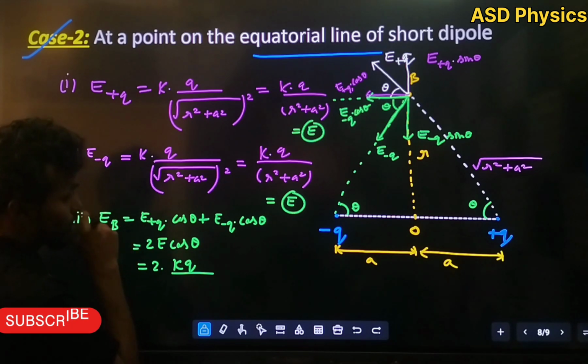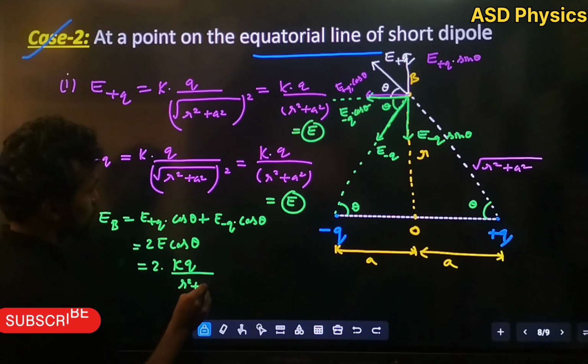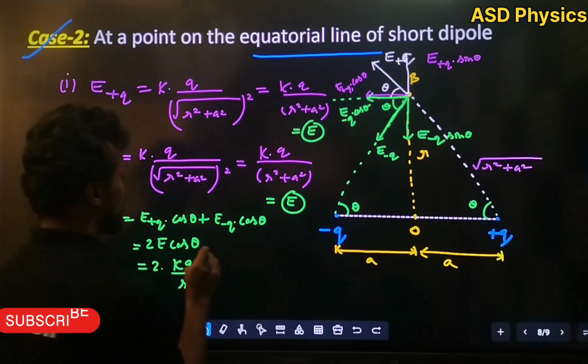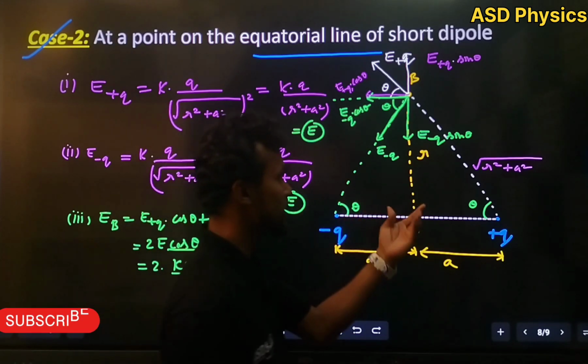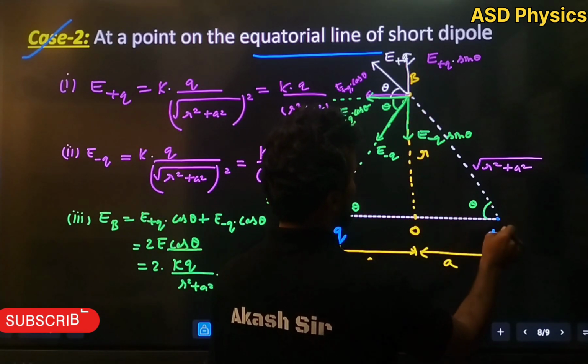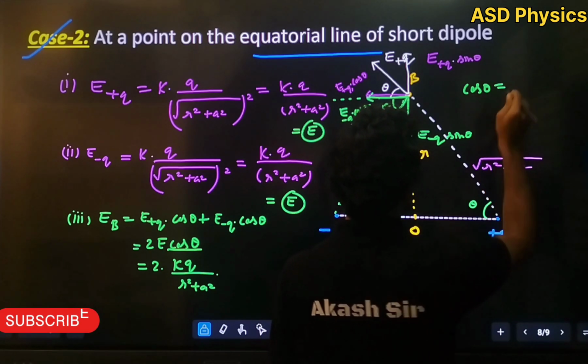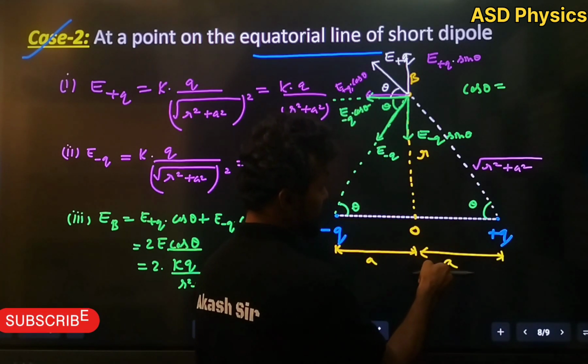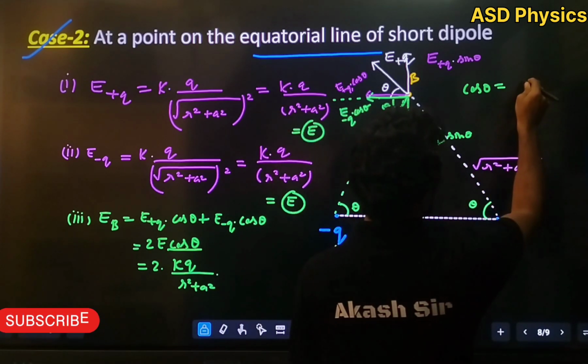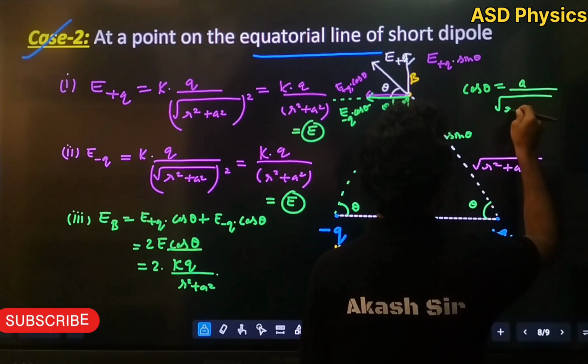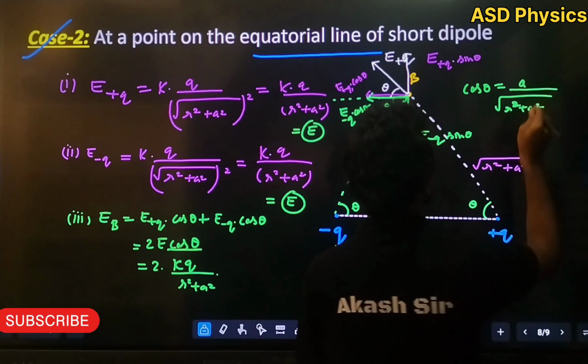KQ by R square plus A square, and this cos theta value. Can you see the triangle here? This triangle O, Q and B. So in this triangle, what is the cos theta? Cos theta means base by hypotenuse. So base is A, hypotenuse is this one. So we can write here A by square root of R square plus A square.